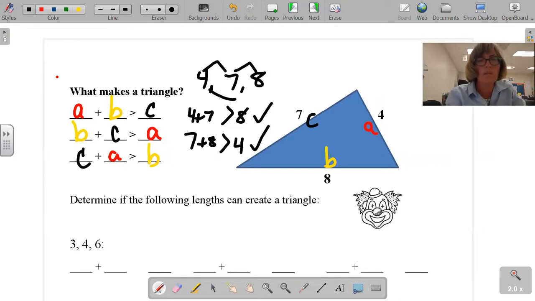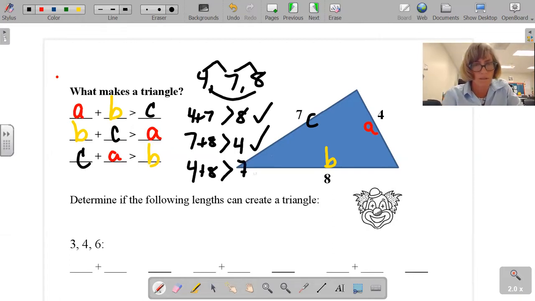Last one, smiley. 4 plus 8, is that bigger than the 7? Yes, check. Therefore, the side lengths 4, 7, and 8 could make a triangle.